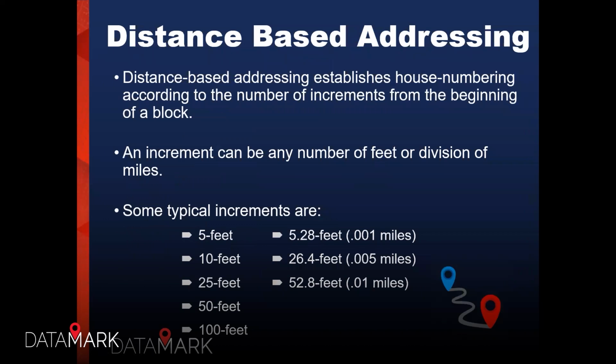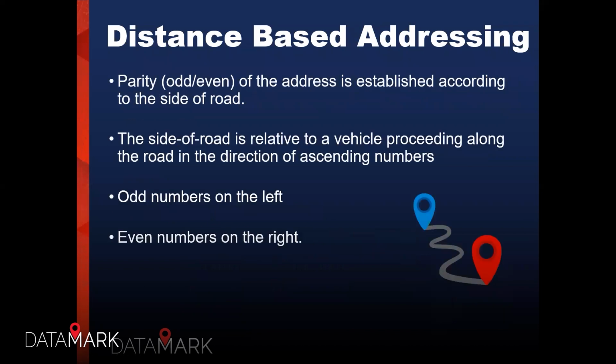All right, so distance-based addressing is essentially you have a number of addresses that are available per X amount of road space. So we see those in increments, and you can have them in feet or in miles. The most common increment that I see is 5.28 feet. With localities that I work with, I see a lot of people using that.